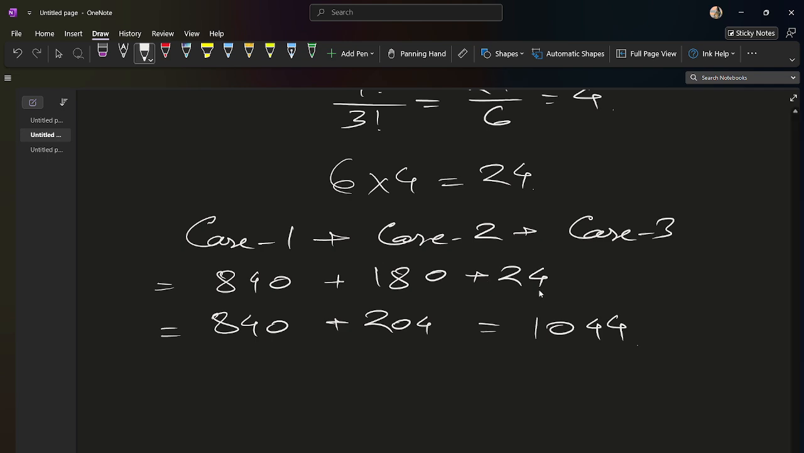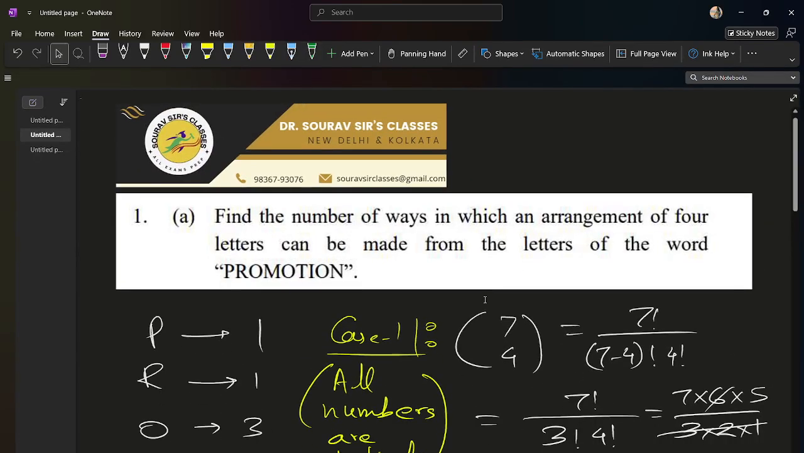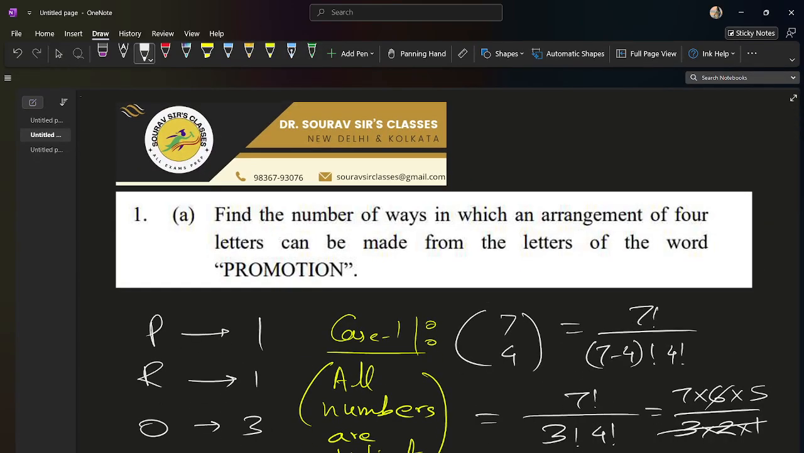Okay. So this is the correct answer of this question. Let me write it here also so that it will be easier to see. So yes, 1044 is the correct answer of this question.